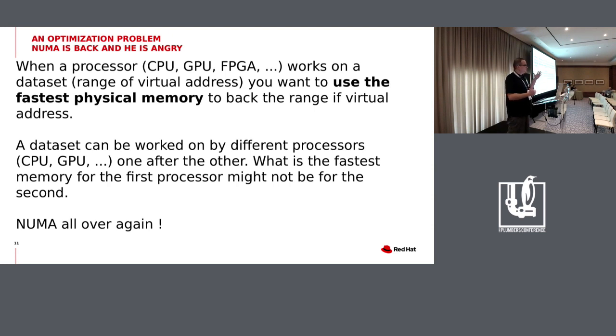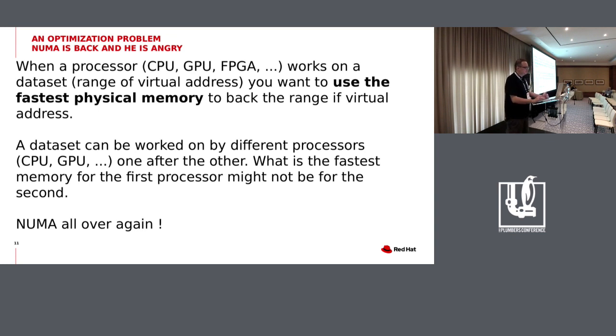Remember, the virtual address is pointing to some physical memory, and there is a mapping between the virtual address and the physical memory. And so at any point in time, you want to use the fastest memory possible for whoever is using the work. So if you're on CPU, you want to use the fastest memory from the CPU point of view. If you're on GPU, you want to use the fastest memory from the GPU point of view. And if you are on the FPGA, you want to use the fastest memory from the FPGA point of view, and so on and so forth.